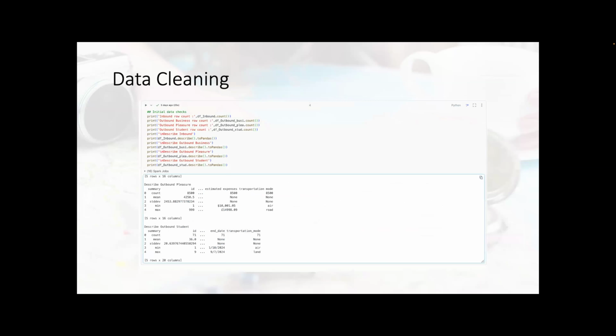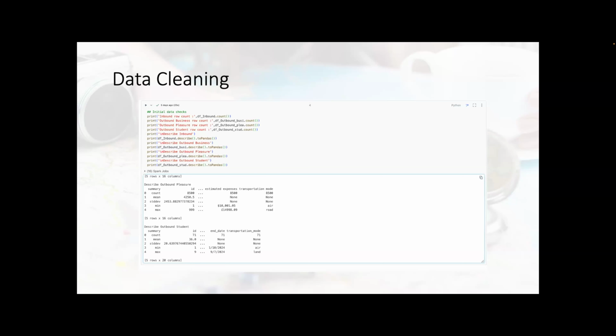Coming to the Databricks part, we have created a mount storage in Databricks. The code is written in the Python Spark framework, PySpark framework.